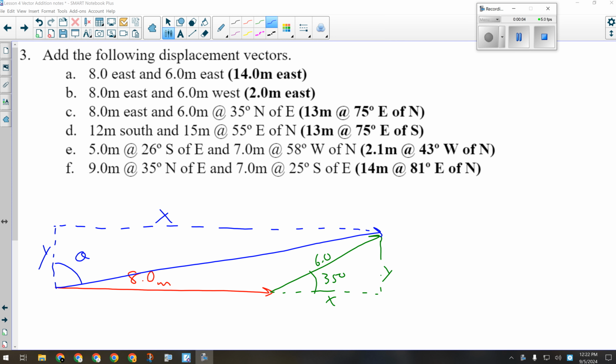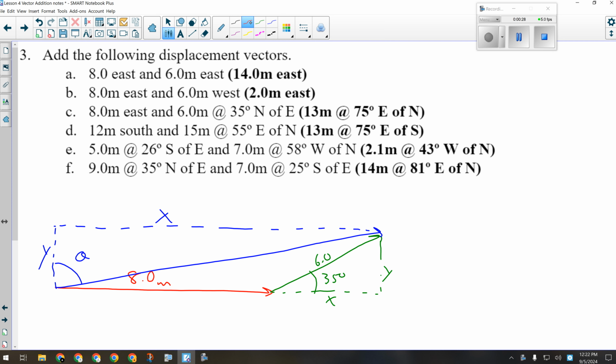All right, so at the end of the day yesterday, we were looking at 3C, where we had an 8-meter east vector represented by that red line there, followed by a 6-meter vector 35 degrees north of east, and we're looking for the total. So, much like the ones we were doing yesterday that were exam level questions, so is this.